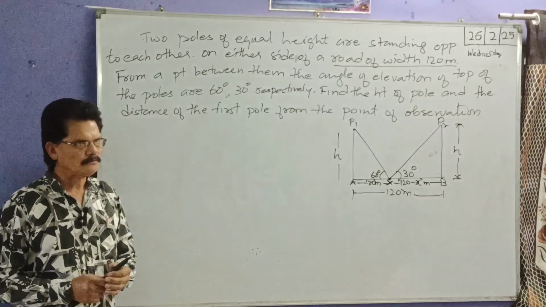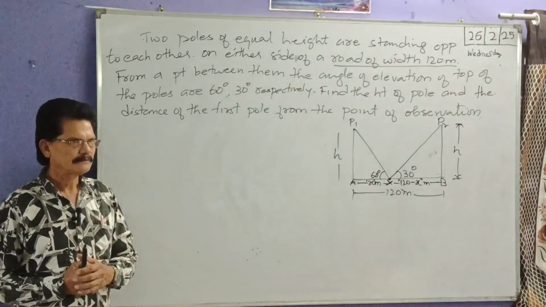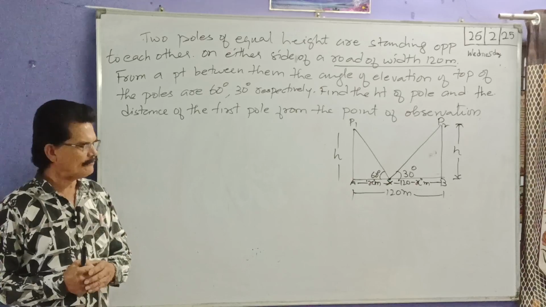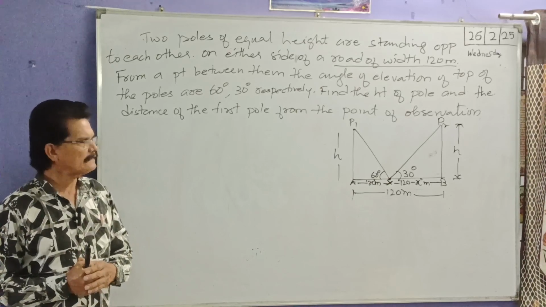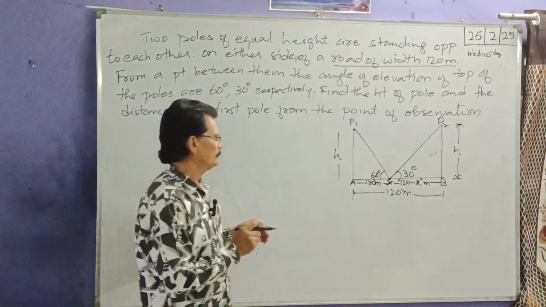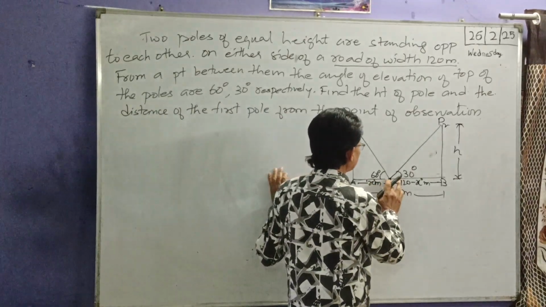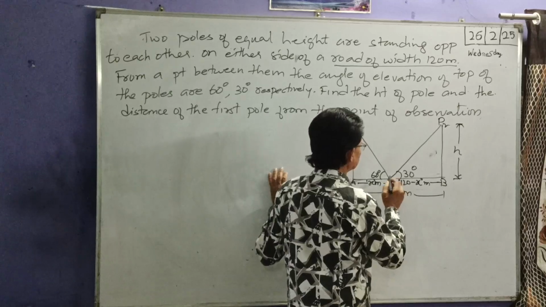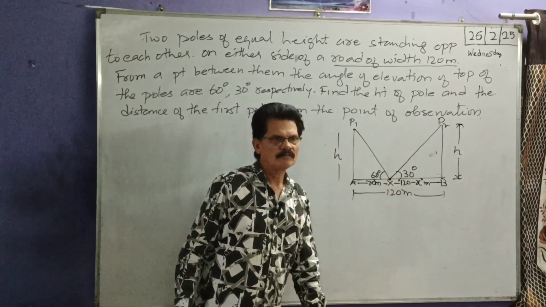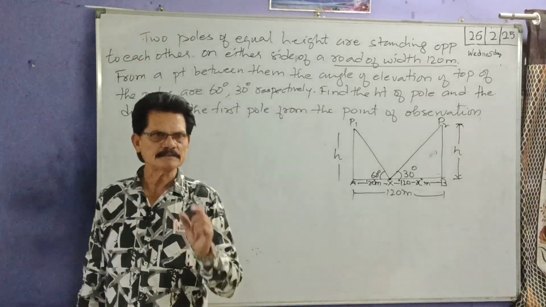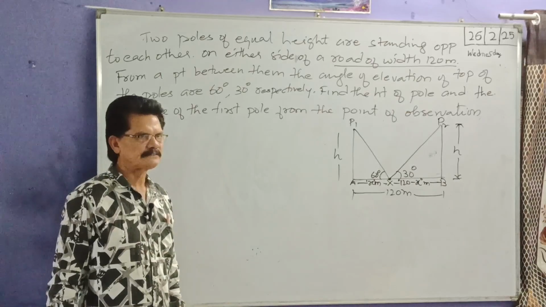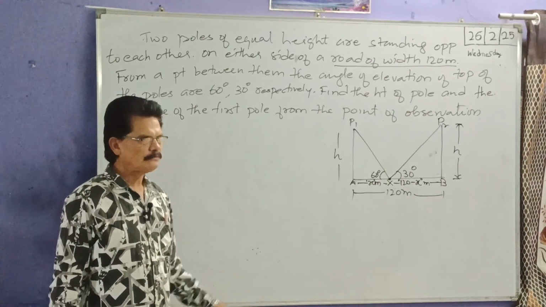The diagram is fulfilled now. Names are also given. What is the name of the first triangle? P1AX. And the second triangle? P2DX. Don't forget to take the vertices as capital letters. This is small x. This is capital X. Vertices of the triangle will not be taken as small alphabets. They will be taken as capital letters. Okay. So shall we start now?